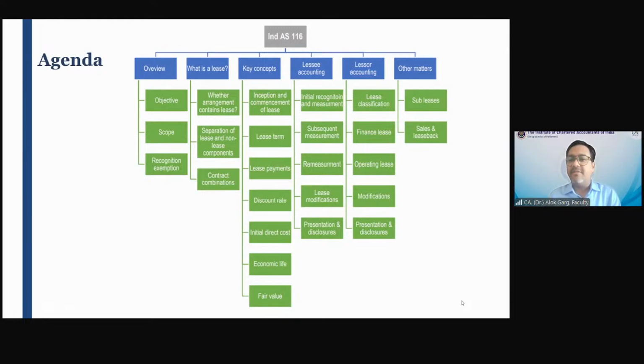This standard gives no classification between operating lease and finance lease in terms of lessee accounting. But in terms of lessor accounting, the classification between operating lease and finance lease still exists. The standard talks about what is finance lease, what is operating lease, and how to do the modification accounting. Two other important concepts in this standard are sublease and sale and leaseback transactions.